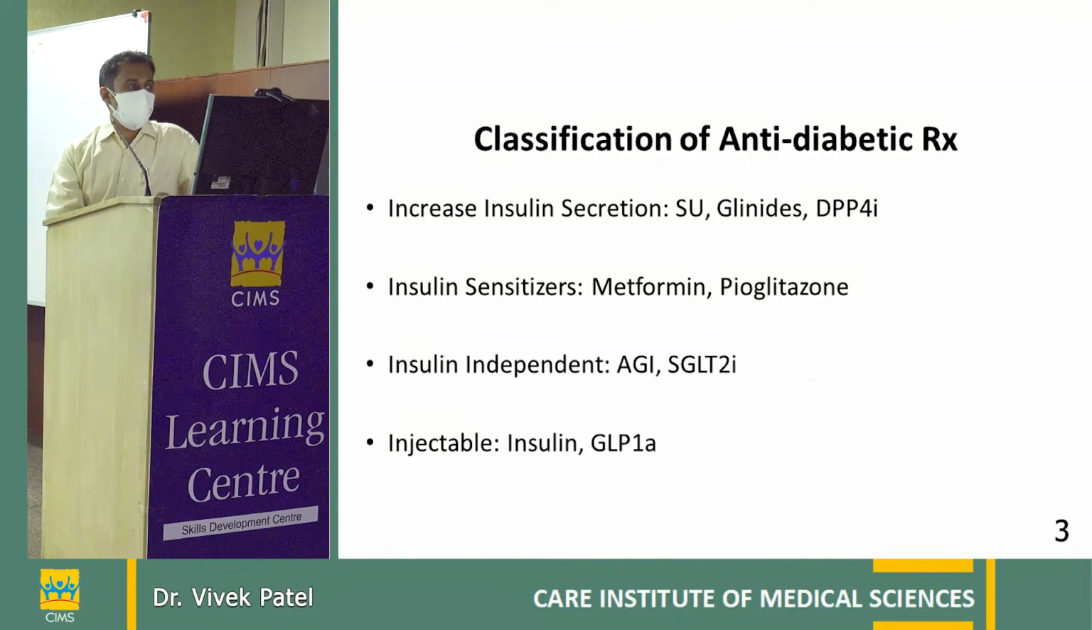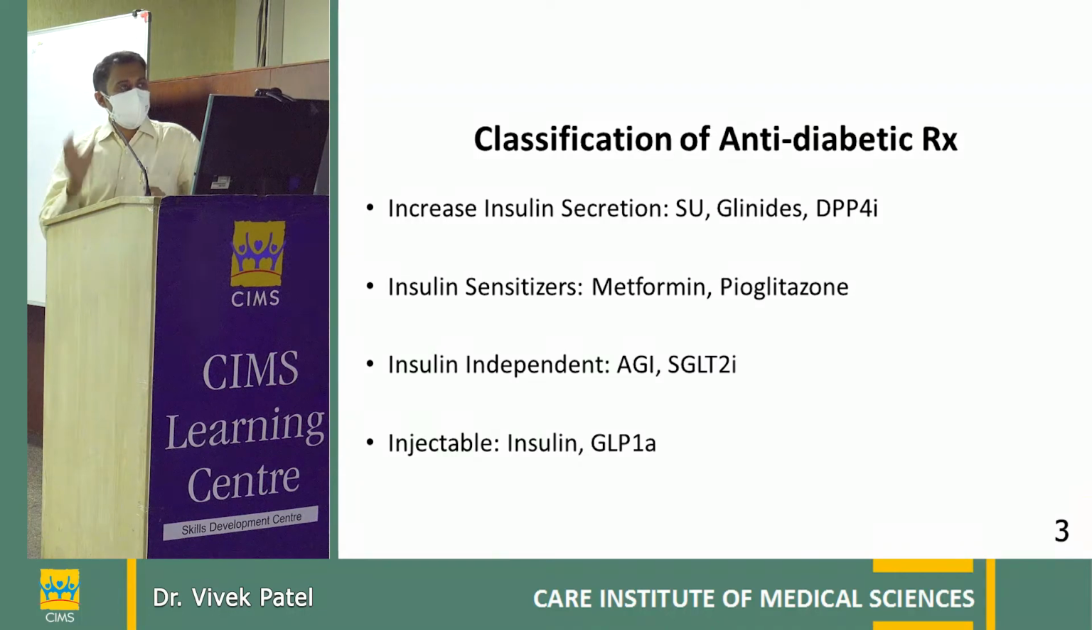different mechanisms. So broadly, we can classify our anti-diabetic medications into different groups. The first group is the medication which increases the insulin secretion, that is, insulin secretagogues. In this group, we have sulfonylurea, glinides, and DPP-4 inhibitor.